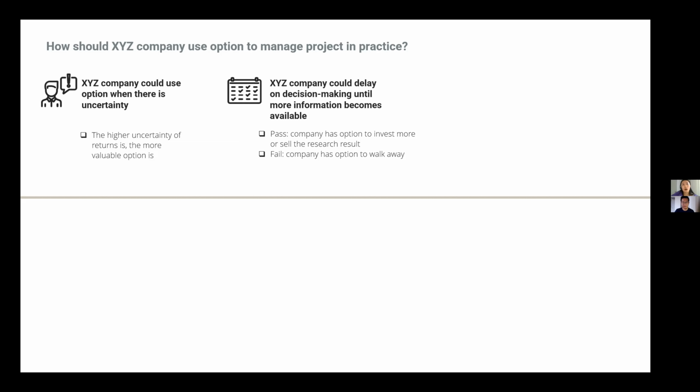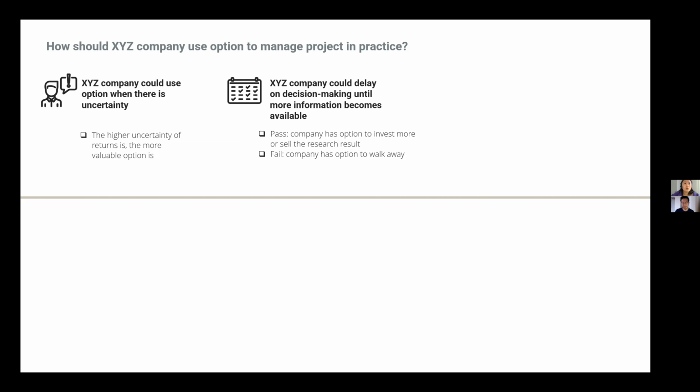Second, using an option, a company could delay decision making until more information becomes available. When the trial successfully passed the previous phase, the company has the option to make additional investment in the next phase. When the trial failed in the previous phase, the company has the option to walk away and limit the initial commitments to a smaller amount. It does not need to throw good money after bad, preventing unnecessary future investment. The company could also sell the development to another company to partially recover the investment.